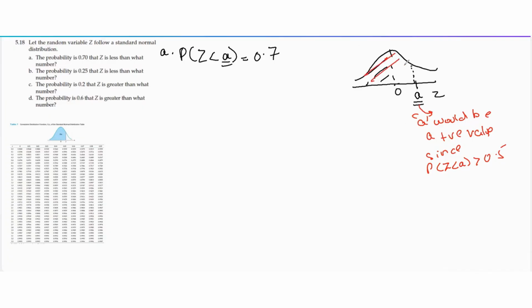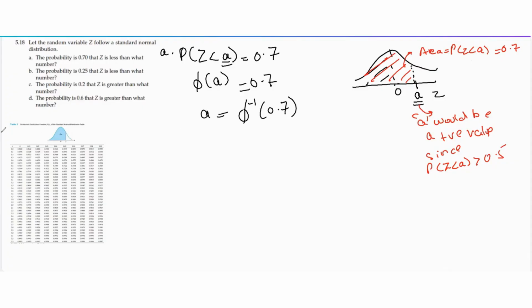So this area is the probability Z is less than A, which is 0.7. The first thing to keep in mind over here is to figure out whether A is a positive or a negative number. In this case, A would be a positive value. So now I can write the probability Z is less than A as phi, we use phi to represent the CDF of a standard normal random variable, is 0.7. Now we're going to find A as phi inverse of 0.7, and this we're going to read from the Z table.